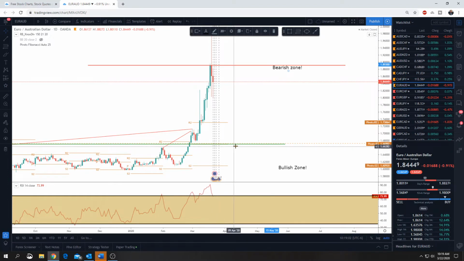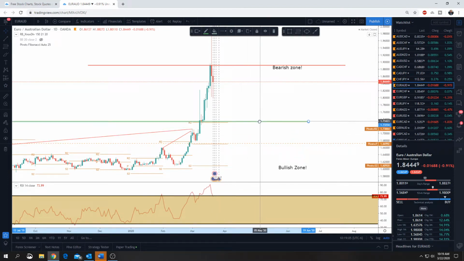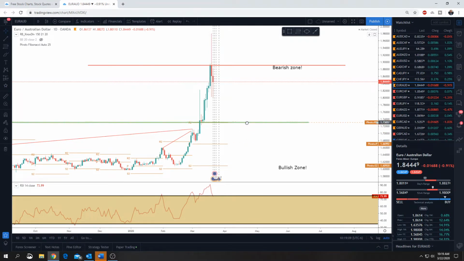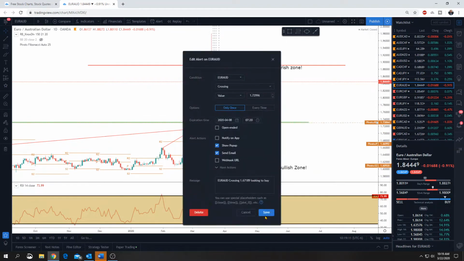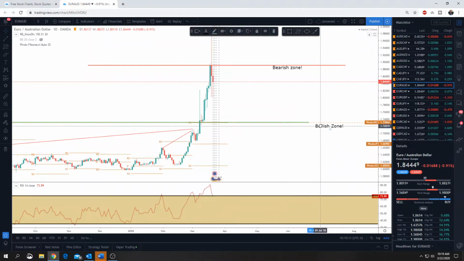And then I would get bullish if we get a pull. If price comes all the way back down to this R2, I would consider going long this pair.